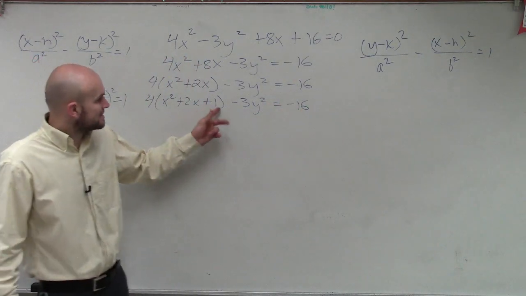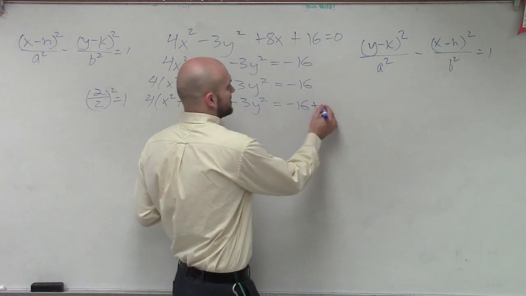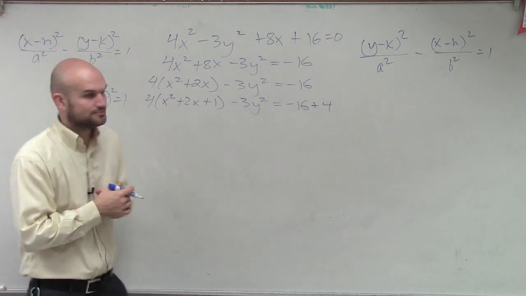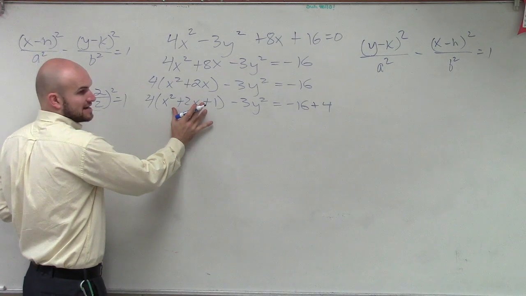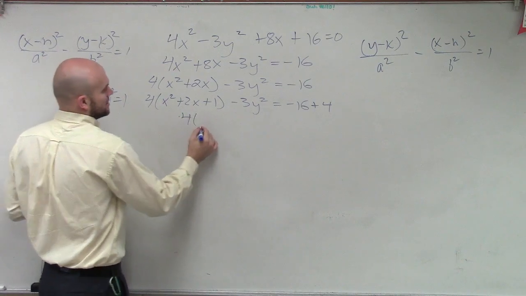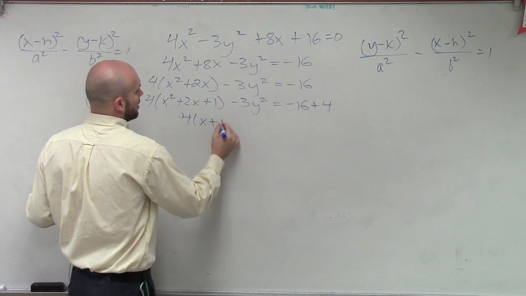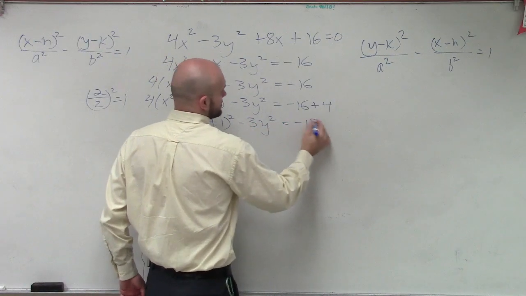However, ladies and gentlemen, notice that I'm not adding a 1. I'm adding a 1 that's being multiplied by a 4. So therefore, I'm going to have to add a 4 over here as well. Now I factor this down to its perfect square, or binomial squared. So it's x plus 1 squared minus 3y squared equals negative 12.